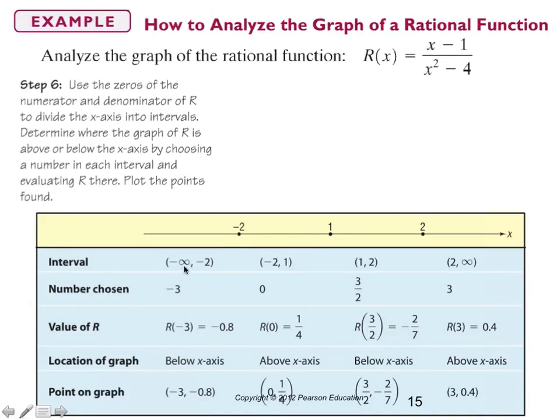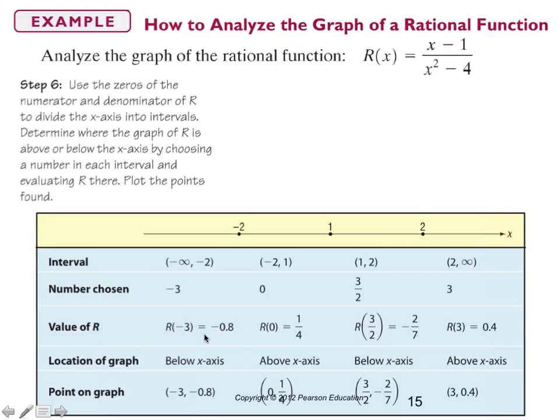So we have an interval from negative infinity up to negative 2, and then another interval from negative 2 to 1, from 1 to 2, and then from 2 to infinity. And then what you need to do is pick a value that's in each of those intervals. So for the interval from negative infinity to negative 2, we could pick the number negative 3. We could pick 0 in the next interval, and 3 halves in here. There aren't any nice numbers that live between these two; 1.5 is the nicest. And then 3 over here. What we've done is take these values and substitute them back either into the original equation or into our factored equation.